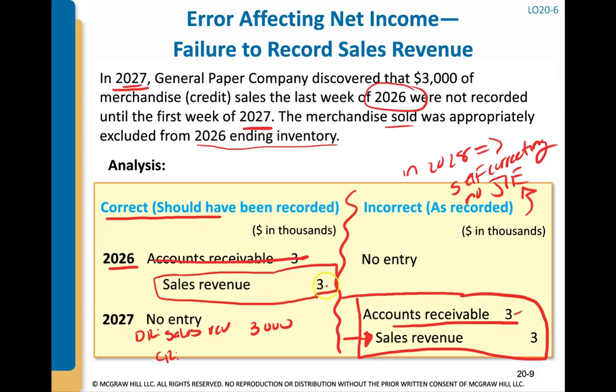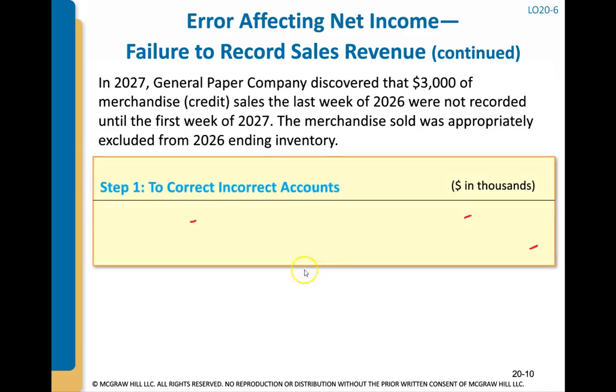This sales revenue would have increased retained earnings last year, which would have increased our beginning retained earnings this year, meaning in 2027. So we have to credit retained earnings. We have to increase our retained earnings by $3,000. So that's why I wanted to go through it and show you guys, because just seeing this might be a little confusing as to why we're doing this, but that's why.